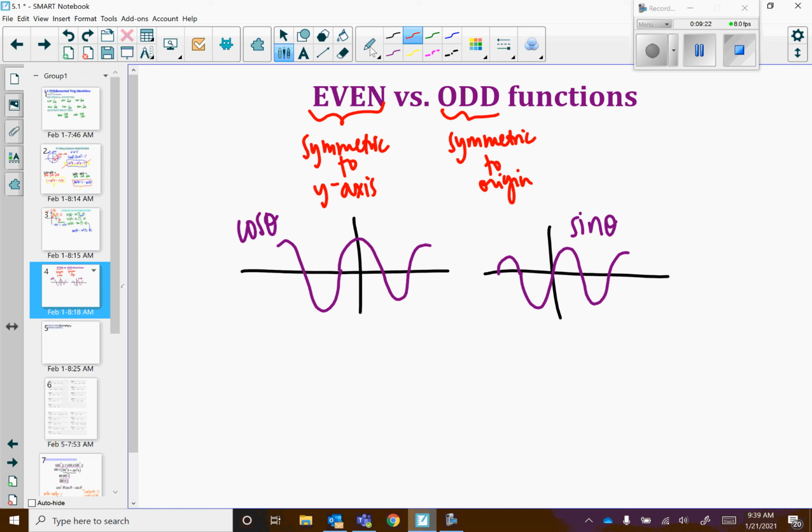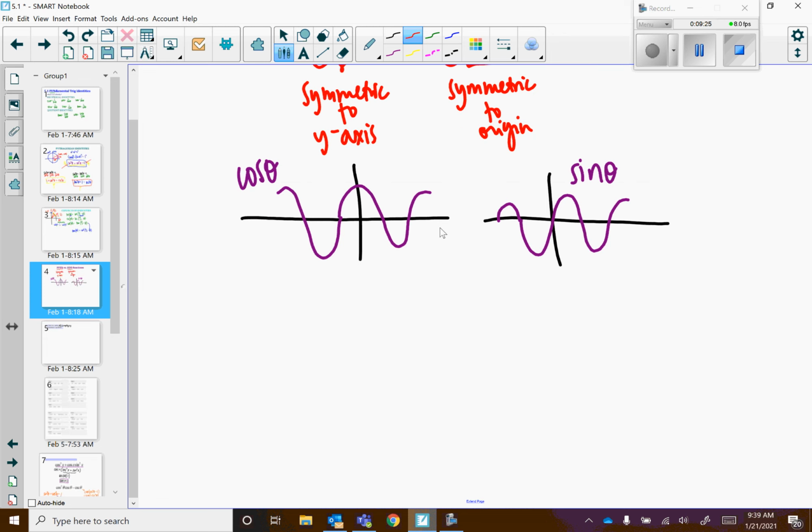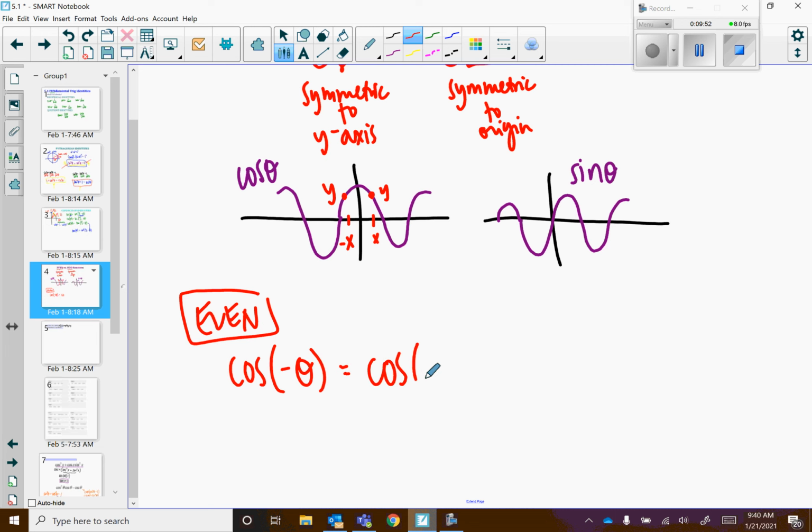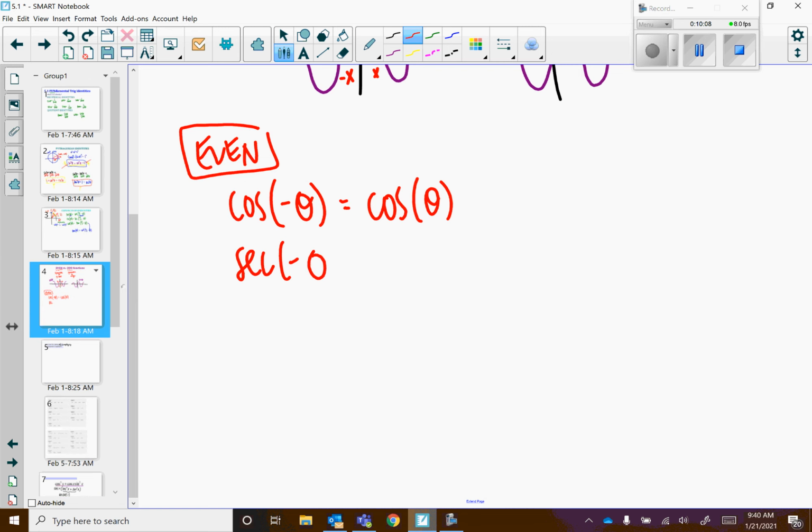And this gives us our even and odd identities. If I first consider even, let's look at this function right here. If I plug in this x value, I get out this y value right here. And if I plug in this negative x value, I get that same y value. So that means cosine of negative theta will be equal to cosine of theta. If I plug in this angle measure, I get out the same y as if I plug in a negative version of that. And if cosine is even, hopefully it's not shocking that secant is also even.